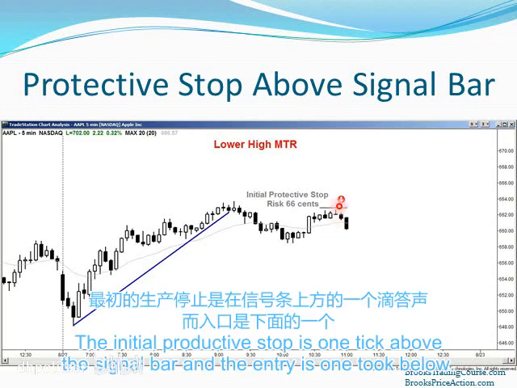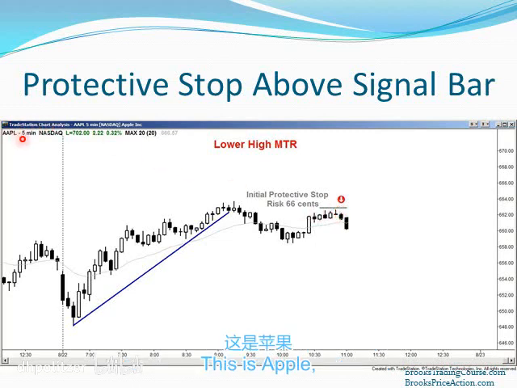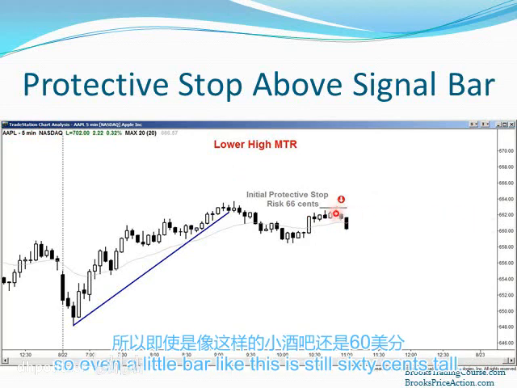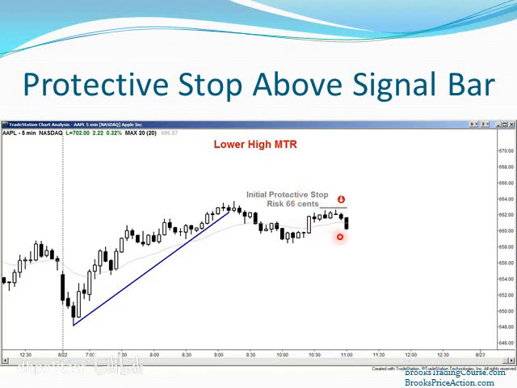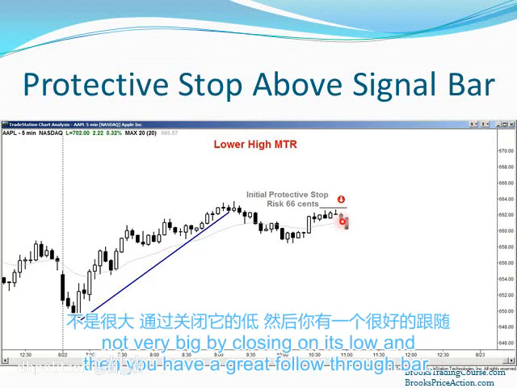The initial protective stop is one tick above the signal bar, and the entry is one tick below, and in this case the stop is 66 cents away from the entry price. This is Apple, a 5-minute chart, and right now it's a $600 stock, so even a little bar like this is still 60 cents tall. You enter on this bar, and you have a good looking entry bar, not very big but closing on its low, and then you have a great follow through bar.